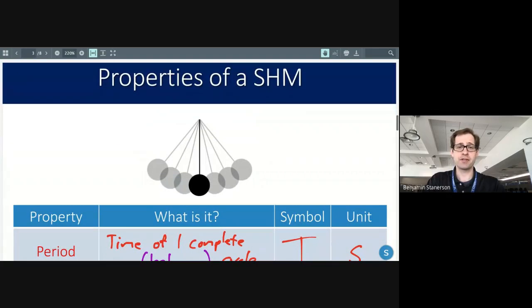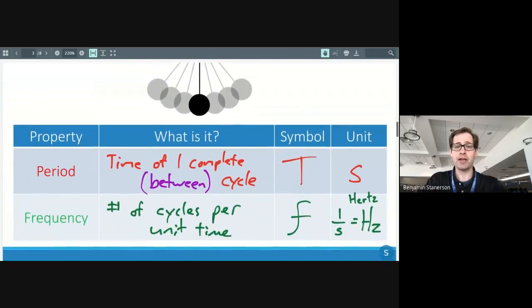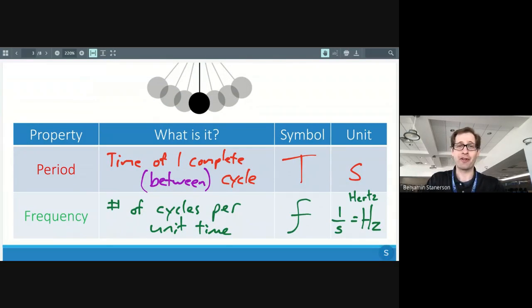So what are some properties of simple harmonic motion? Well, one is that we can really measure quantifiable things like the period and the frequency. The period is the time it takes to complete one cycle. So we use the symbol T, and the unit is a unit of time because we're actually measuring the time from beginning to end, or the time it takes to repeat that cycle. And this unit is measured in seconds.